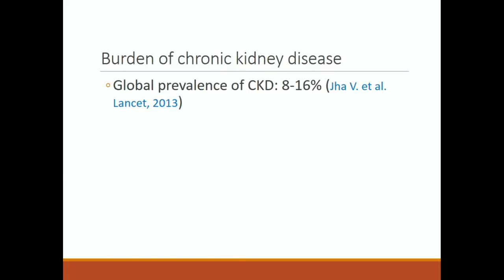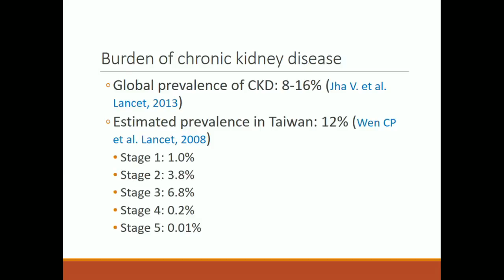But dialysis is just a very small proportion of the full spectrum of chronic kidney disease. If you consider the full spectrum, the recent review suggested that the global prevalence of CKD is about 8 to 16%. And in Taiwan, where the study was conducted, an analysis involving 500,000 population suggested that the prevalence of CKD was 12%.